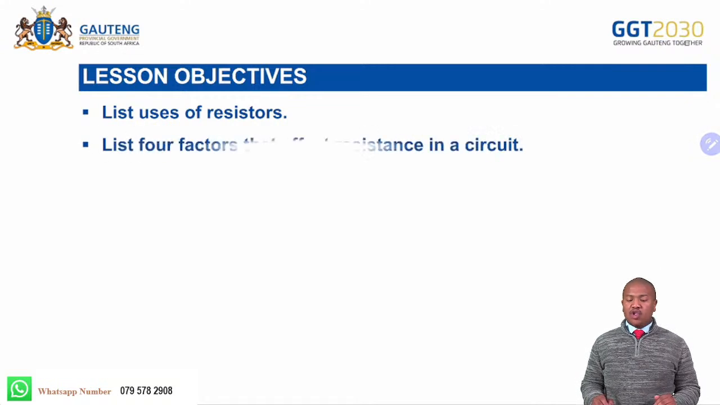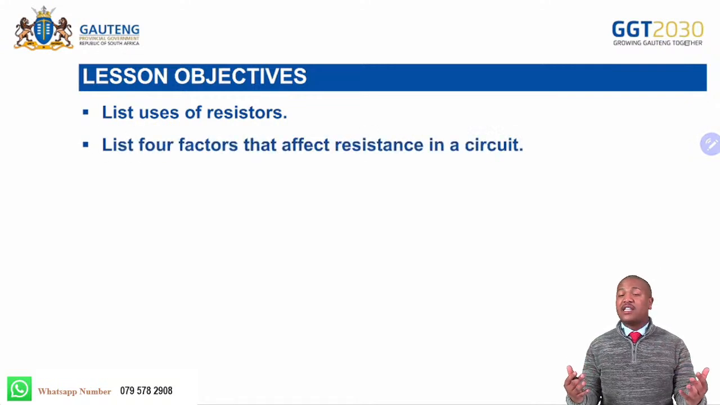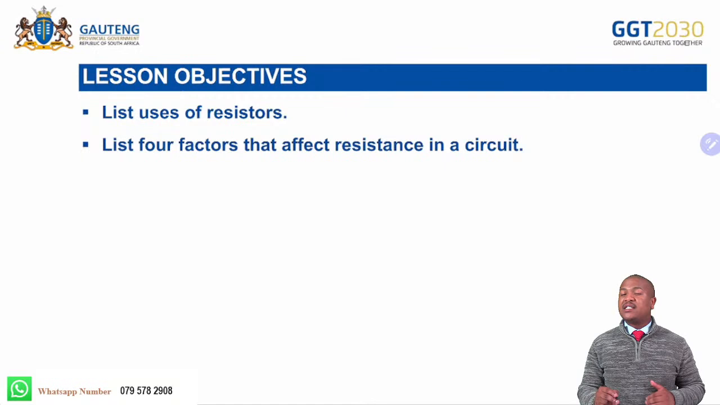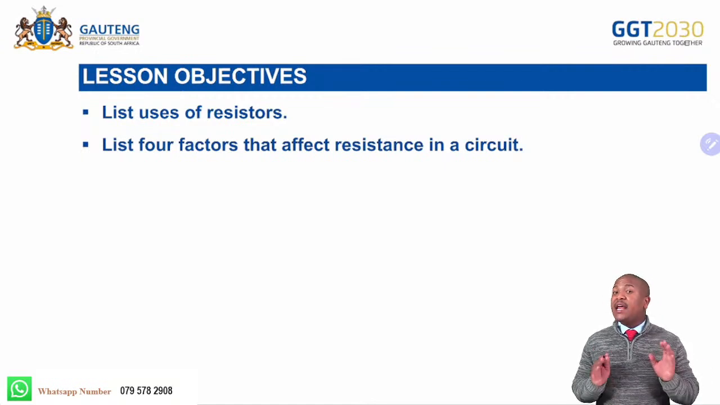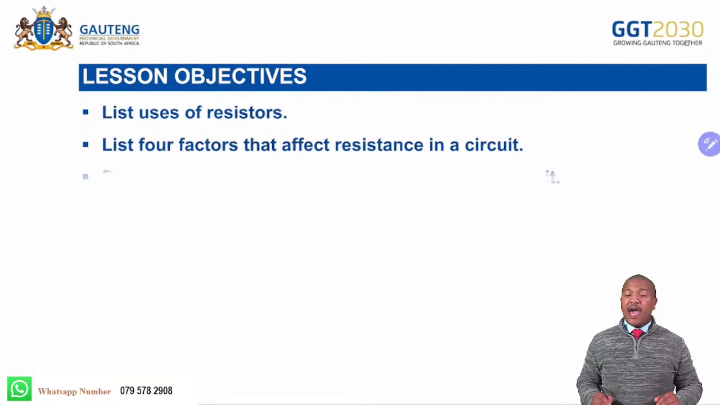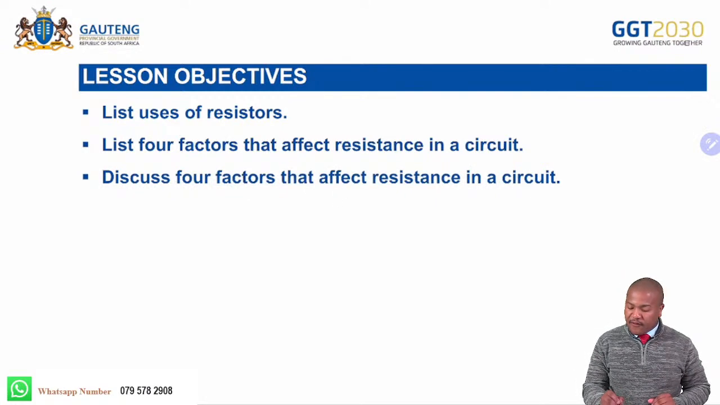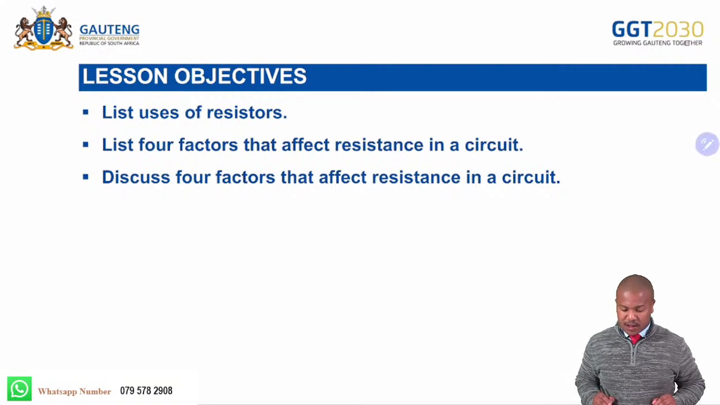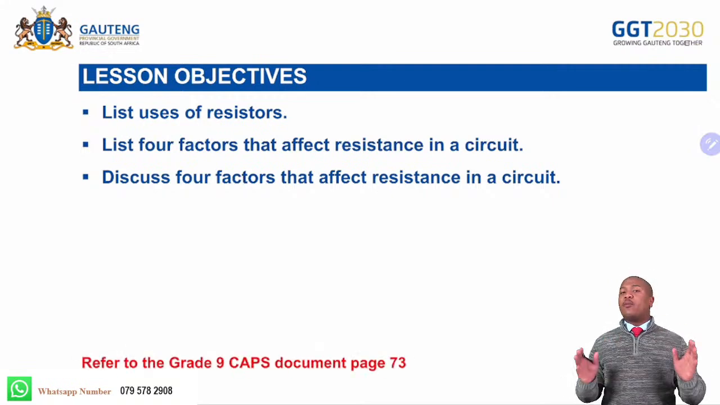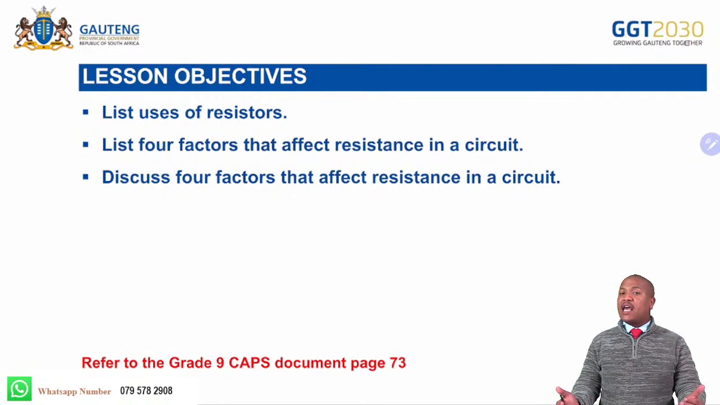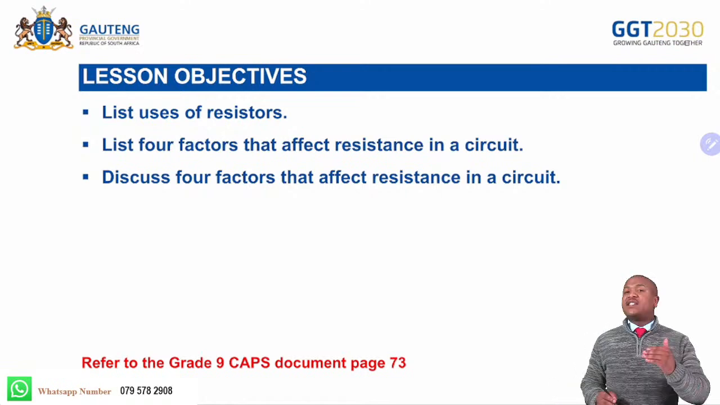And also, you need to be able to list the 4 factors that affect resistance in an electrical circuit. And also, you need to discuss those 4 factors that affect resistance in a circuit. And all of this information is found under the CAPS document on page 73.